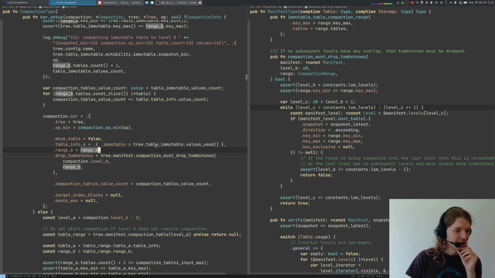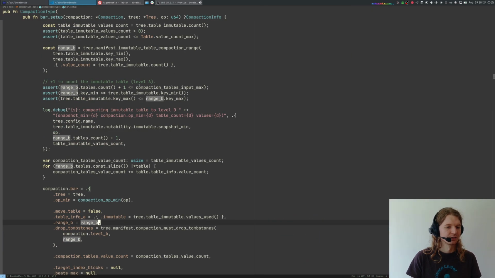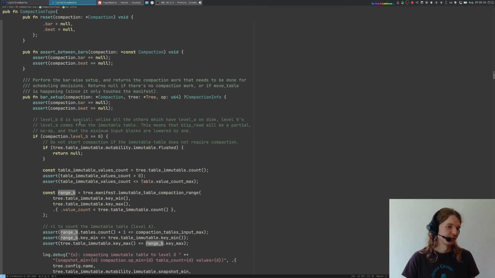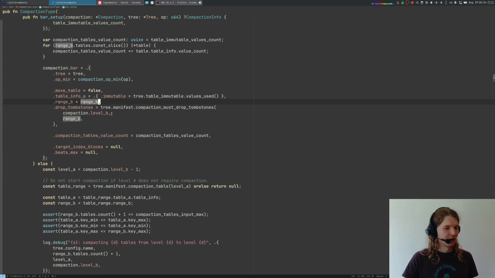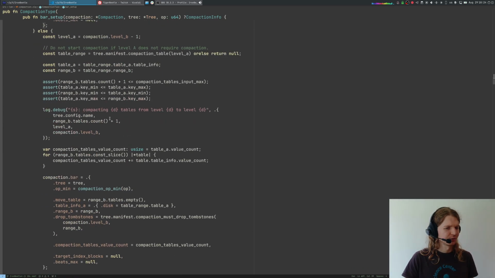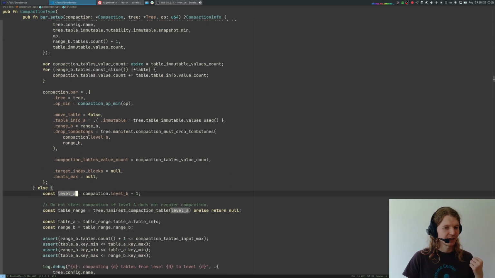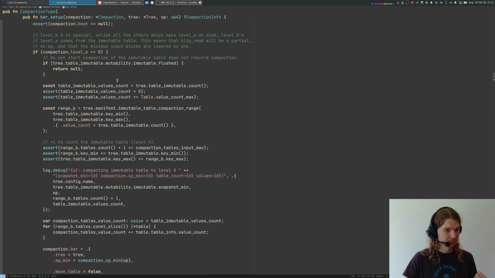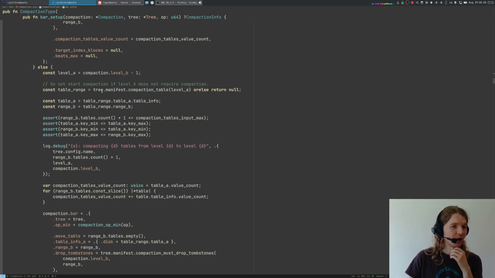Perfect. And that completes our bar setup for level 0. Setup for other levels should be similar, except that our level A is not an in-memory immutable table, but rather an on-disk table. So what do we do here?